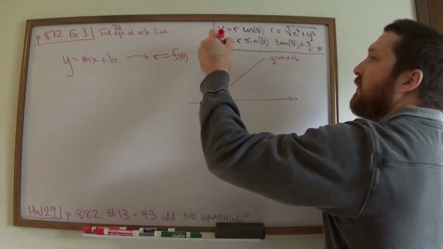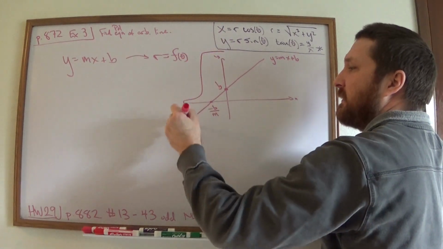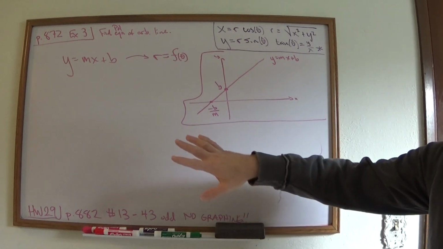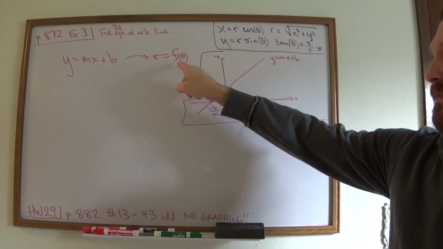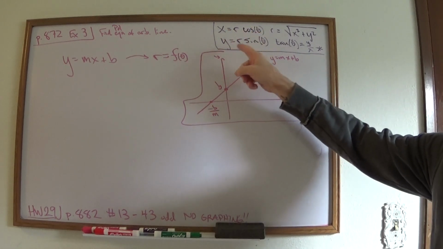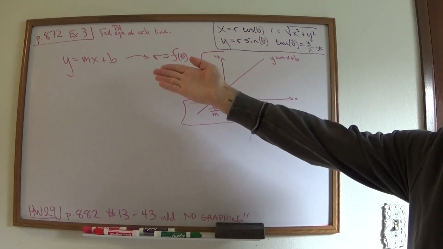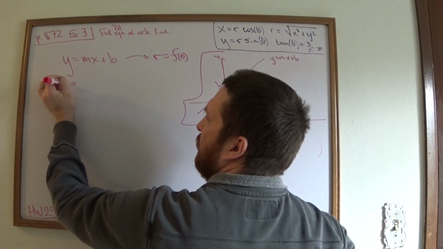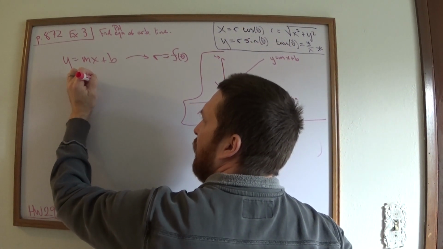Okay, so no matter what, it's going to look something like this. All right, the only difference is it's going to be written in r and theta. And the way we do that is we just use these transformations right here. We say, well, instead of x is equal to what? r cosine theta, so m times r cosine theta.